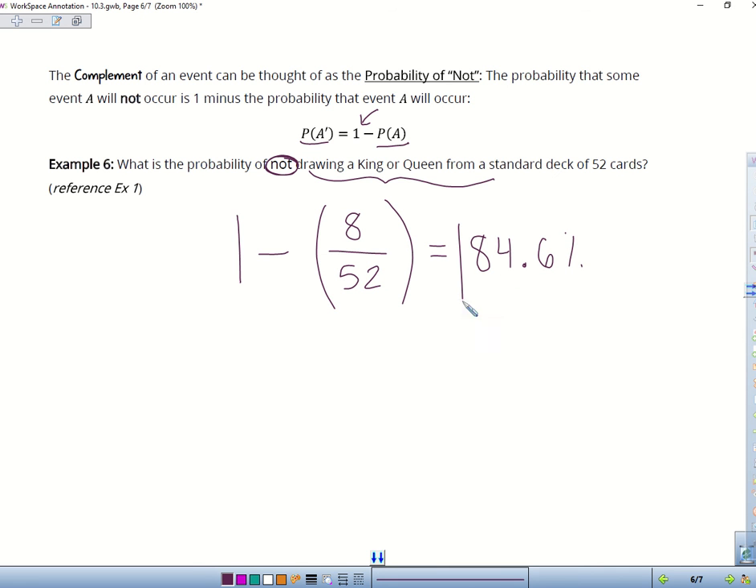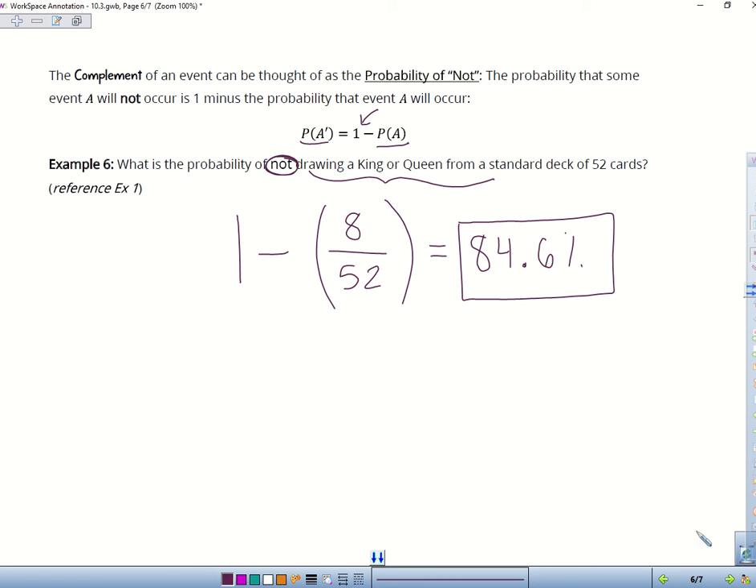Now what you're going to notice is earlier we got 15.4 for the king or queen. Don't those add up to 100, the probability total? That's because they are complements of each other. Complements of each other in probability will add up to be 100% or 1 in fraction form.